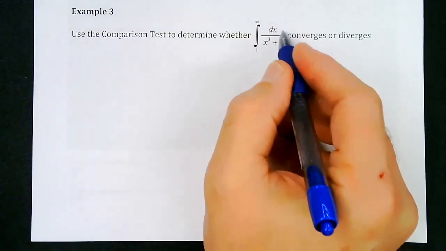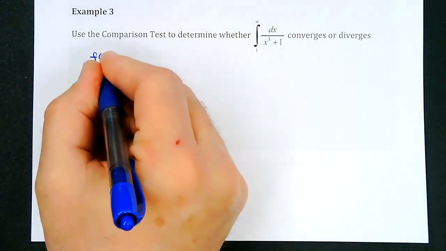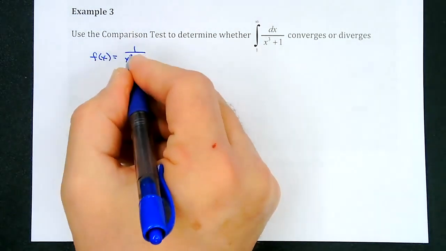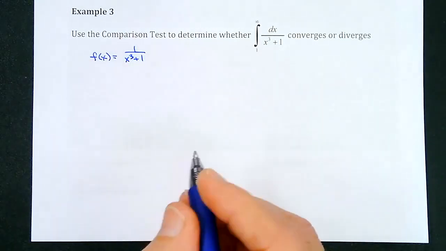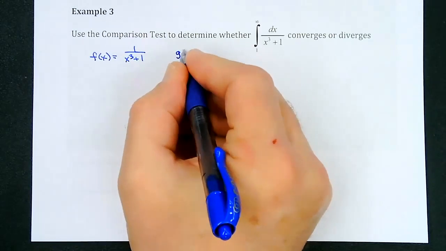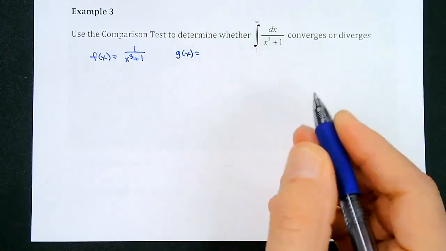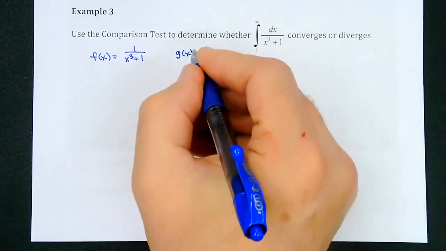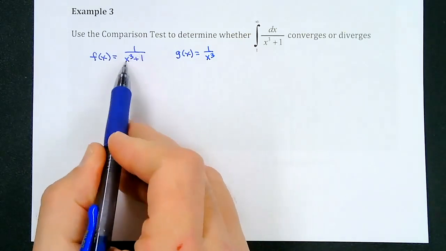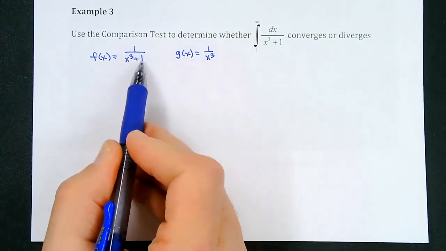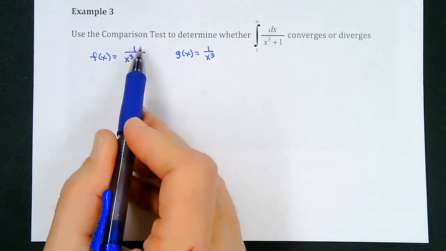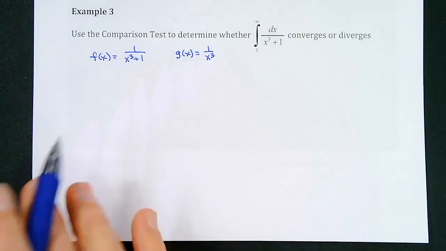This is our integrand, so we're going to let f of x equal 1 over x cubed plus 1. What we're going to do is let g of x equal 1 over x cubed. Let me write this down and I'll explain. This one has a bigger denominator. Everything else is the same, except this one is 1 bigger than this one. So that makes this overall function always smaller than this one from 1 on.